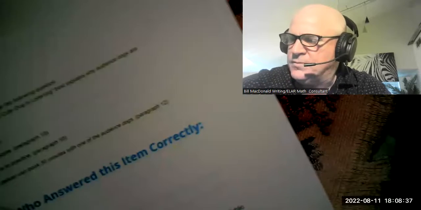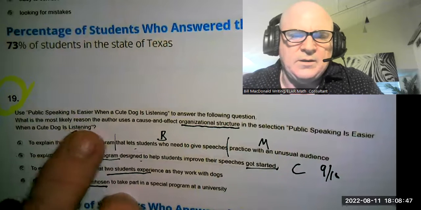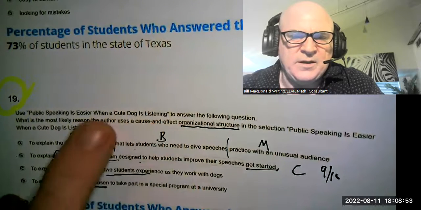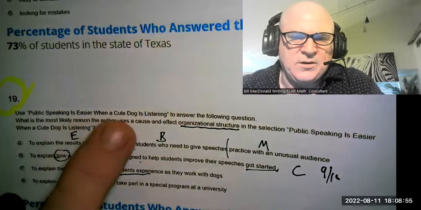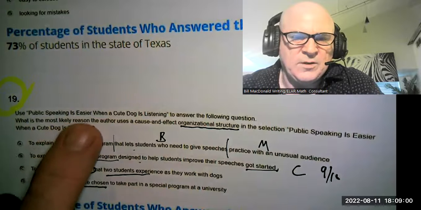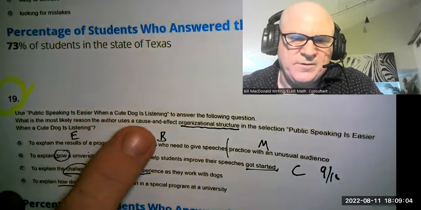So what they're asking about is how the organizational structure of the literary nonfiction is set up and why it's set up using a cause and effect relationship. So when you see the question, reason, we're looking for why, what is the cause of the cause and effect structure?